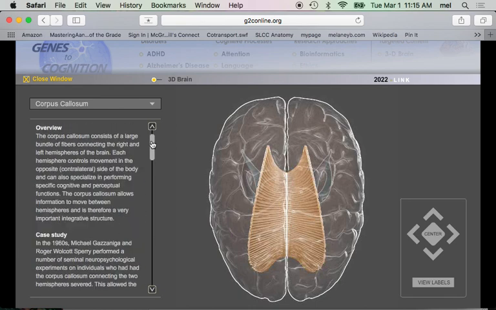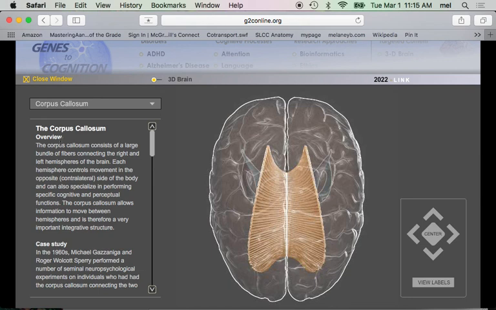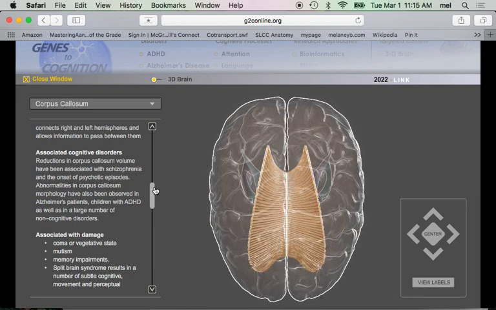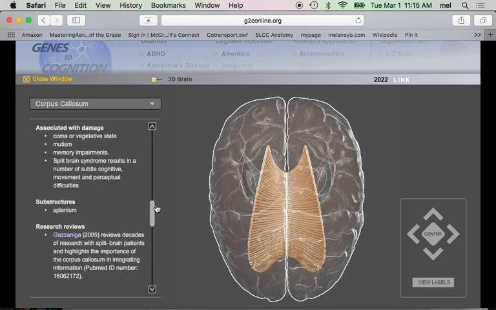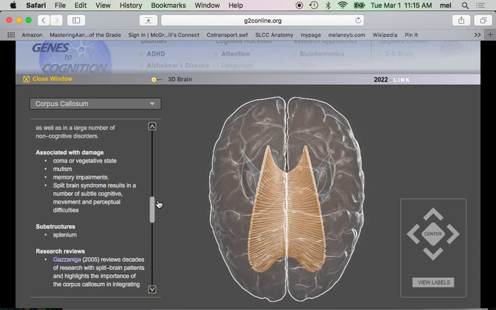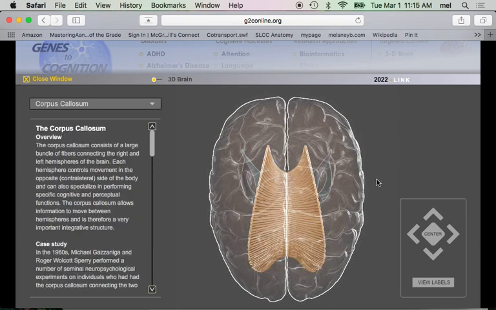For every single structure that they have mapped in the brain, there is also a case study that shows you how they understood what that part of the brain does, and some associated functions and disorders, what happens when that thing goes wrong. And then for those of you who are super nerdy like I am, there are research papers about each part of the brain. So I will use this when I'm trying to get you to understand.